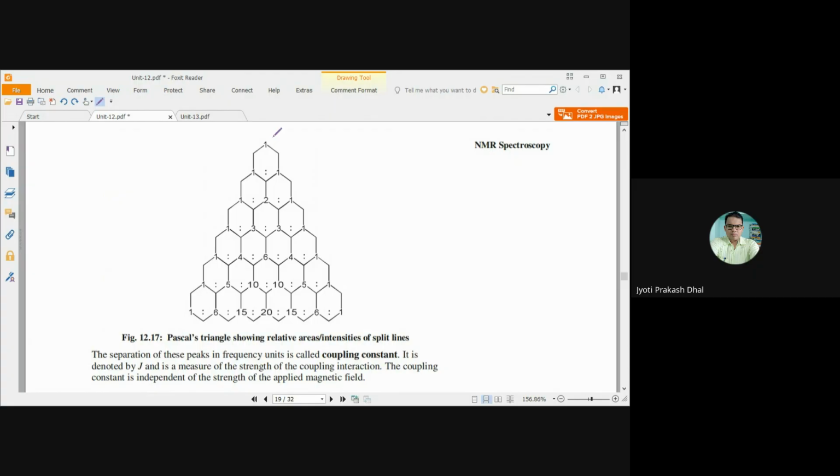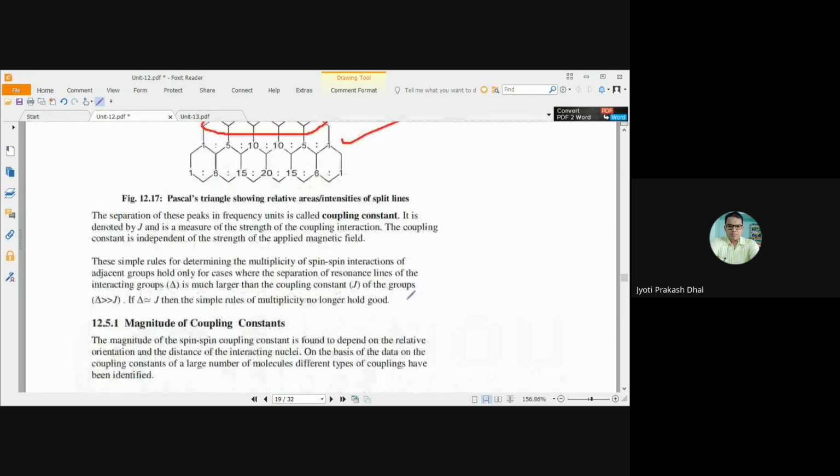So this is one. For a doublet, the ratio will be 1 is to 1. For a triplet, the ratio will be 1 is to 2 is to 1. For a quartet, the ratio will be 1 is to 3 is to 3 is to 1. For a quintet, the ratio will be 1 is to 4 is to 6 is to 4 is to 1, and like this. So the splitting pattern and intensity can be explained by Pascal's triangle.